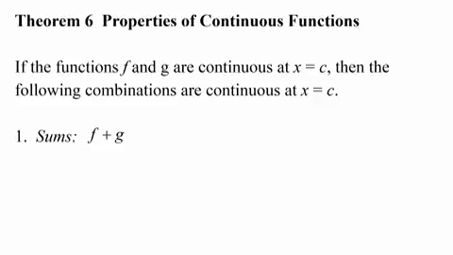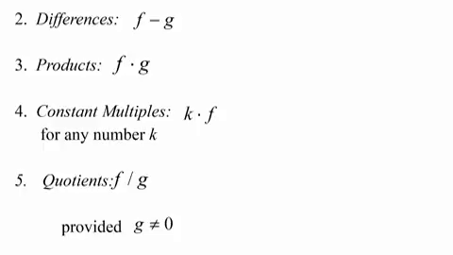Number 1, sums are continuous. Function f plus function g. Differences are continuous. F minus g. Products are continuous. F times g. Constant multiples are continuous. K times function f for any number k. Quotients are also continuous. F divided by g provided that g is not equal to 0.